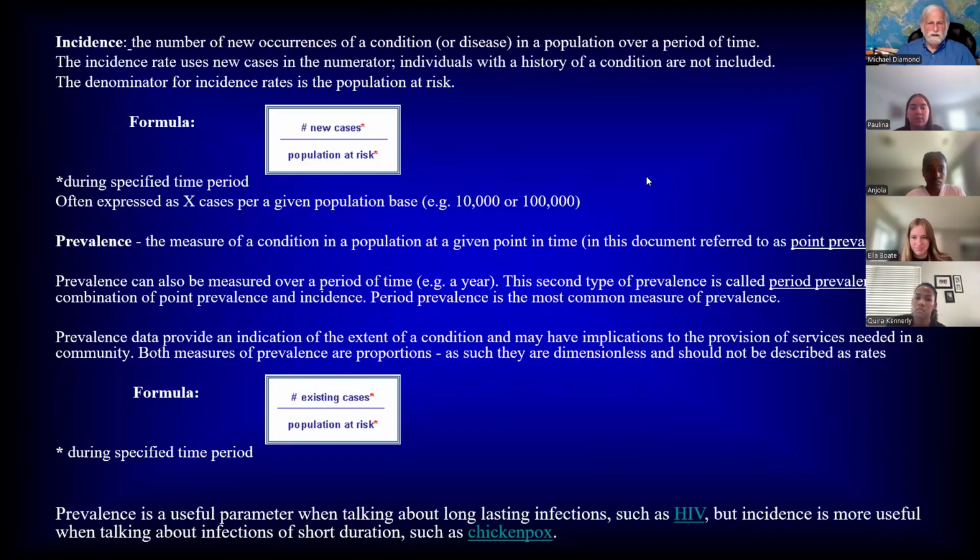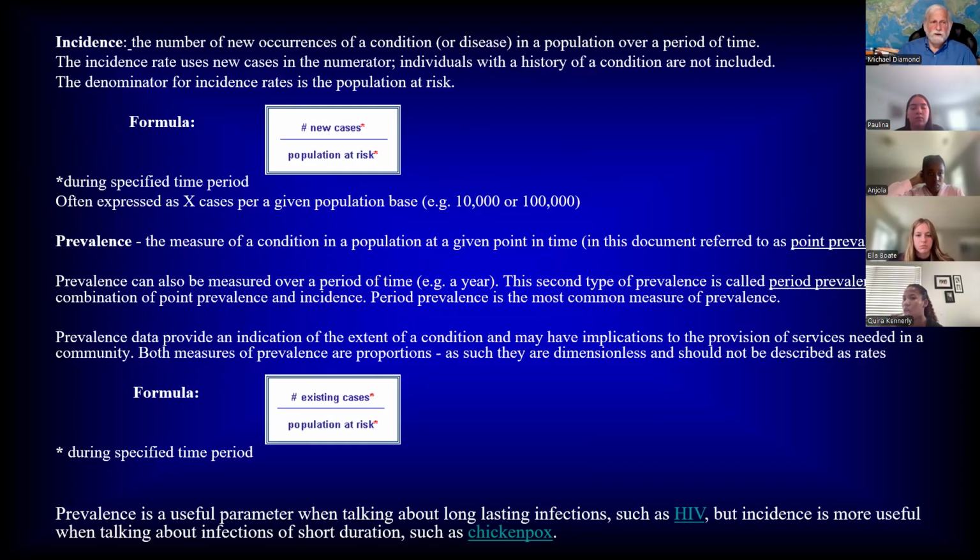So we're going to talk about incidence. And incidence is the number of new occurrences of a condition or a disease in a specific population over a period of time. The incidence rate uses new cases in the numerator, and individuals with a history of a condition are not included. It's a new case. The denominator for incidence rates is the population at risk. So it's the number of new cases divided by the population at risk during a specified time period, which is usually 1 year. It's often expressed as X number of cases per given population base, usually at the 10,000 population or 100,000 population.